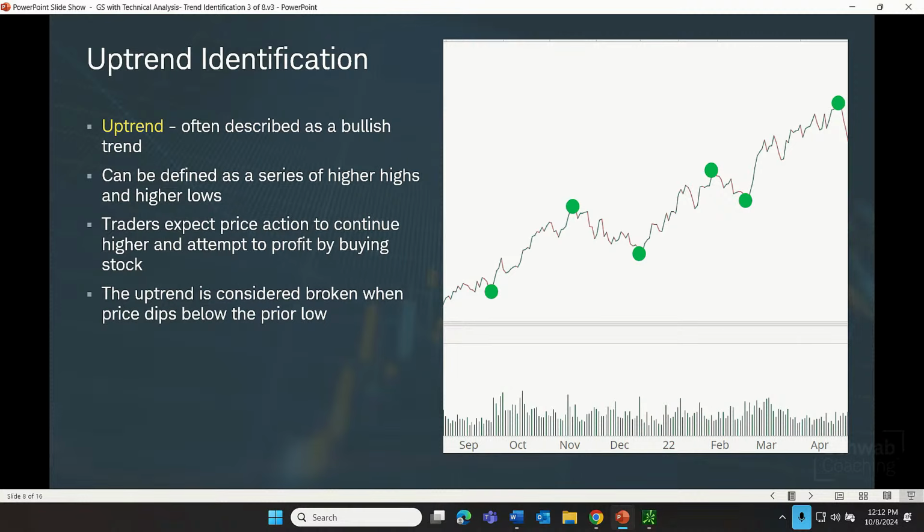When bulls attack, they strike with their horns upward. To the opposite extent, when bears attack, they'll swipe with their paws downward or their claws downward, right? Yeah, so an uptrend is often described as a bullish trend. And for manual technical traders, this might be defined as a series of higher highs and higher lows.